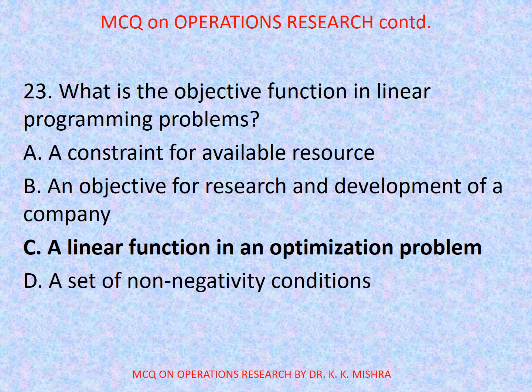Question number 23. What is the objective function in linear programming problems? Options are A, a constraint for variable resource, B, an objective for research and development of a company, C, a linear function in an optimization problem, or D, a set of non-negative conditions. So this is C, a linear function in an optimization problem.